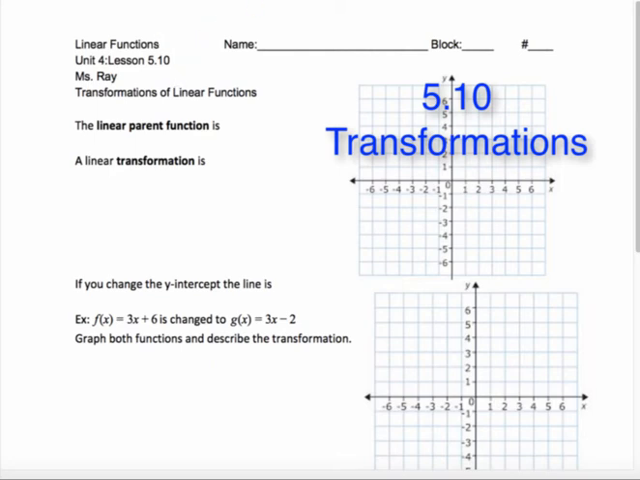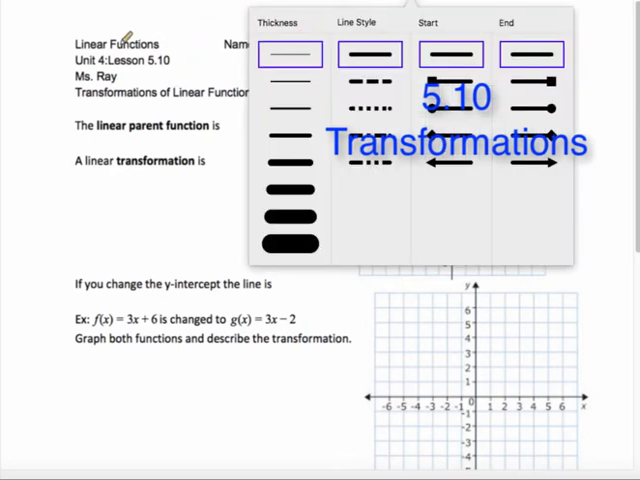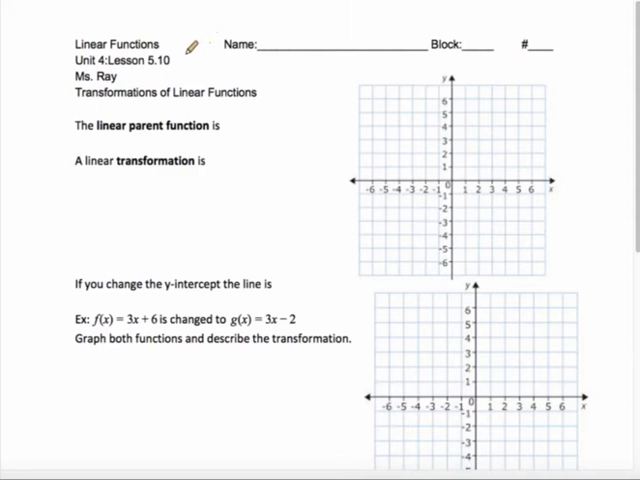All right, here's a lesson for 5.10, which is transformations of linear functions. So the linear parent function is y equals x. The linear parent function has a slope of 1 and a y-intercept of 0. So I would start at 0 and I would go up 1 over 1. This is the parent of all linear functions. This is sort of where all linear functions get their start.